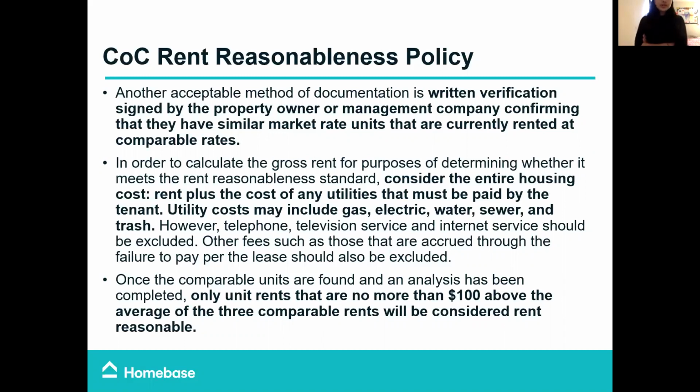As I mentioned earlier, recipients and subrecipients are responsible for determining the rent reasonableness standard, and OSH set the standard for within $100. So this means only unit rents that are no more than $100 above the average of the 3 comparable rents will be considered rent reasonable.